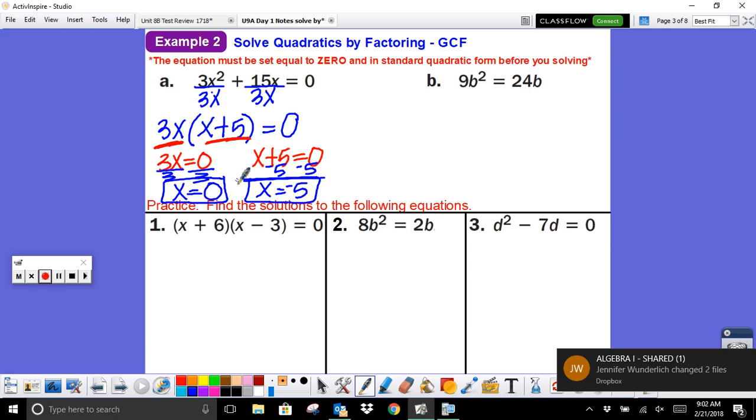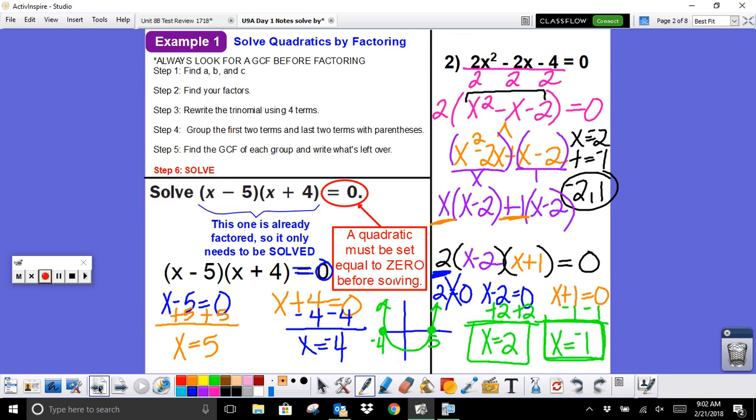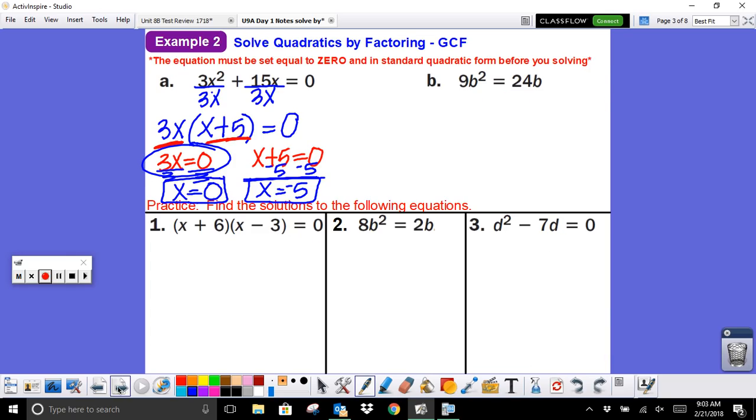Okay, some of you may be thinking, well, why in this case did we set this 3x equal to 0, but on the slide before, when I did the 2, why did that not work? Well, notice that the 2 doesn't have an x on it. It was just 2, and 2 does not equal 0. In this case, I am trying to find x. So 3x equals 0, divide by 3, x is 0.